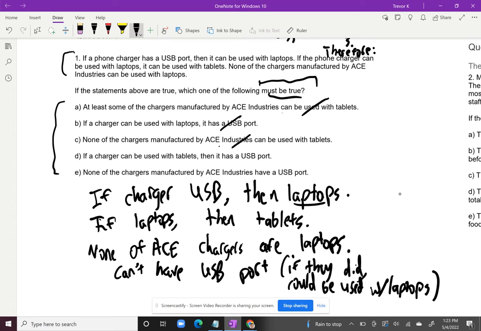If a charger can be used with tablets, then it has a USB port. That's very mixed up. E, none of the chargers manufactured by Ace Industries have a USB port. That's already the answer we picked, right? We just reversed A, or reversed this initial statement here. So hopefully you're getting some sense of what I mean. We're laying out our reasoning and then our conclusion falls out.